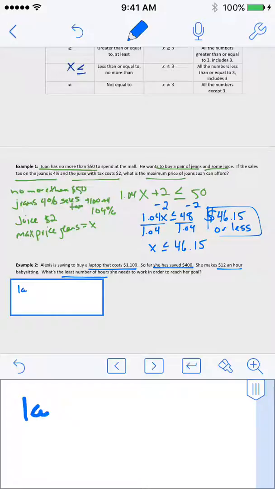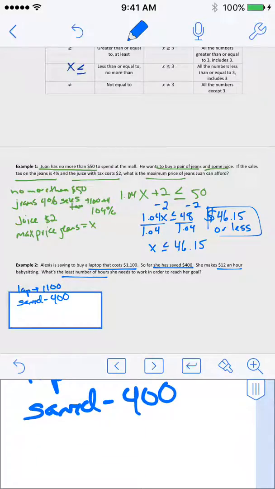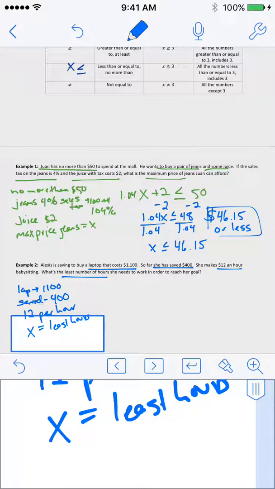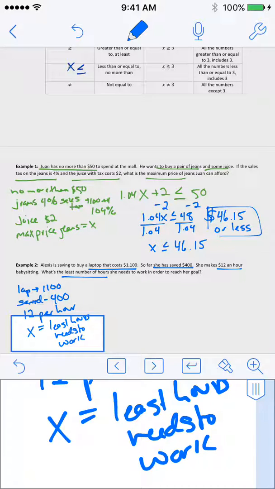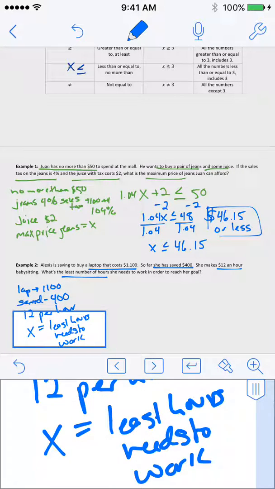So we got laptop costs $1,100. We have saved $400. She makes $12 per hour. And x is going to represent the least hours that she needs to work. I'm going a little faster because this should already be on your page. You should already have tried this, and you should be editing now. If you're wondering why I'm going so fast, it's because you didn't try the problem. If it's not on your page, then you need to try the problem next time.